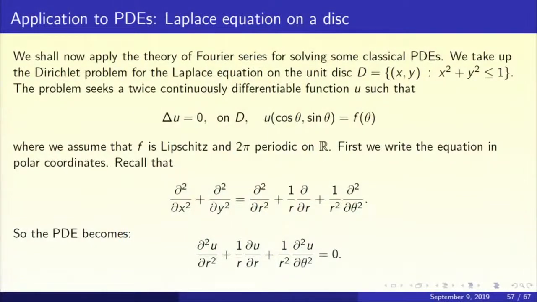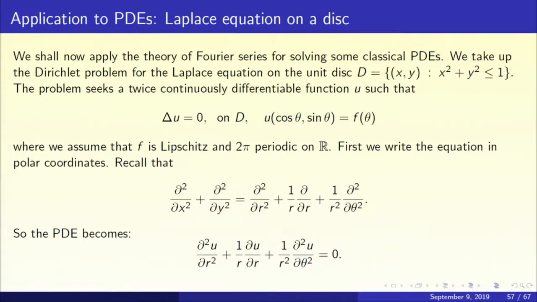So the Laplace's equation, what is the Laplace's equation? Laplacian of u equal to 0. So what is the Laplacian? Del 2 by del x squared plus del 2 by del y squared plus del 2 by del z squared. But now we are in two dimensions, so there is no z component. So it will simply be del 2 by del x squared plus del 2 by del y squared. So what is the Laplace's equation? Del 2u by del x squared plus del 2u by del y squared equal to 0 on a disk D.